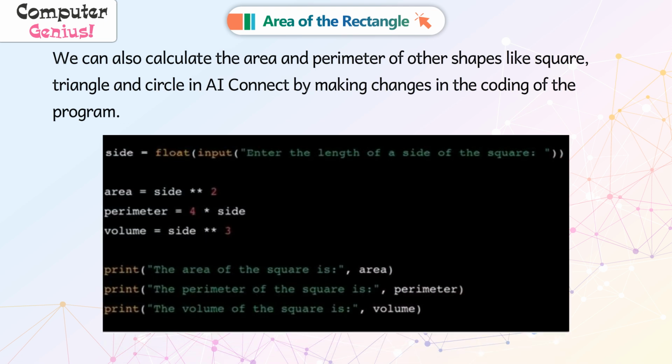We can also calculate the area and perimeter of other shapes like square, triangle, and circle in AI Connect by making changes in the coding of the program.